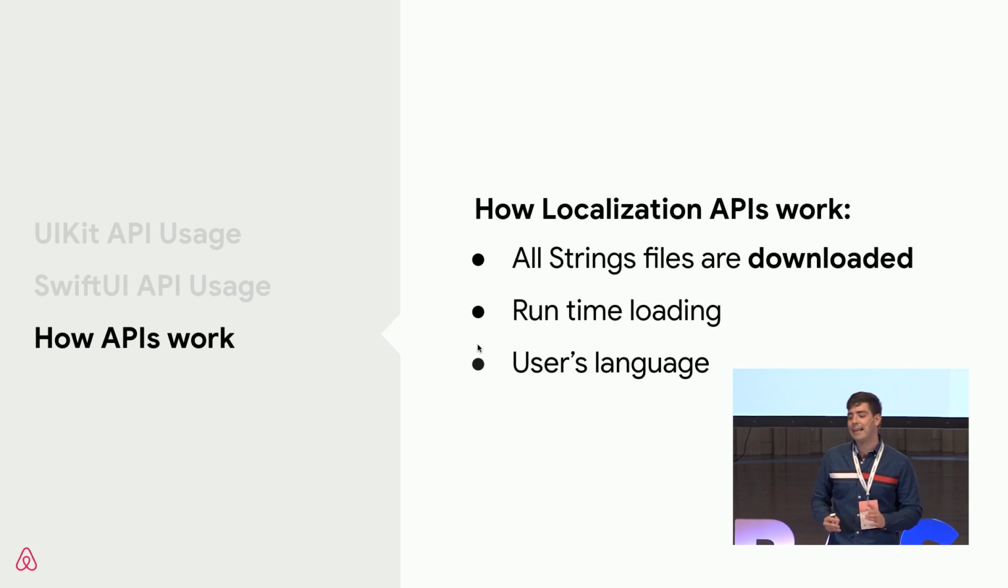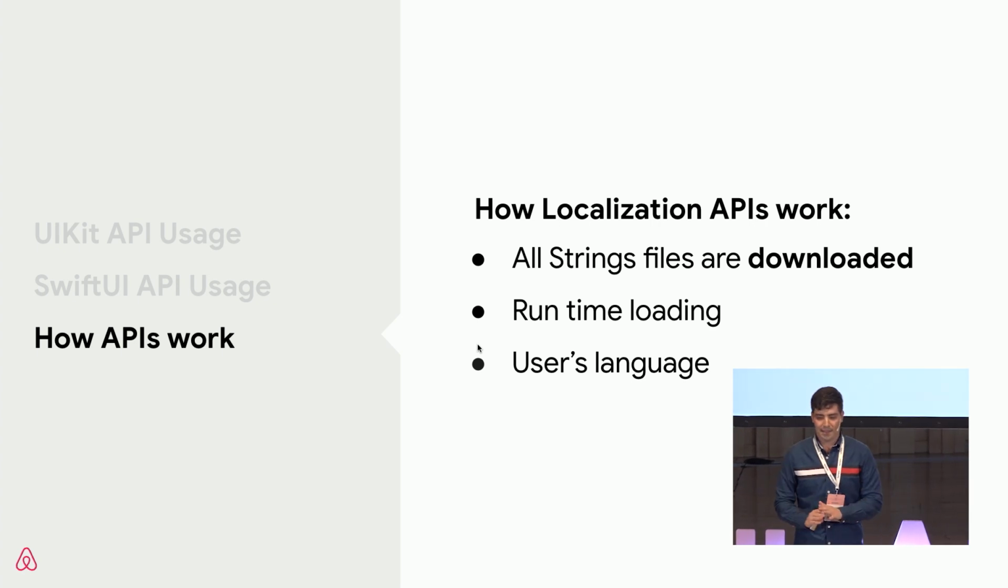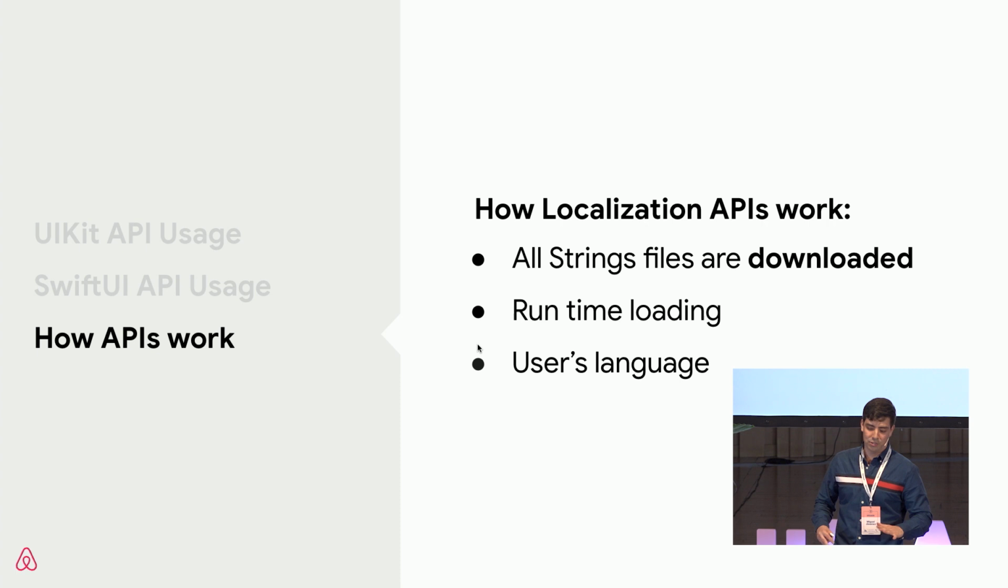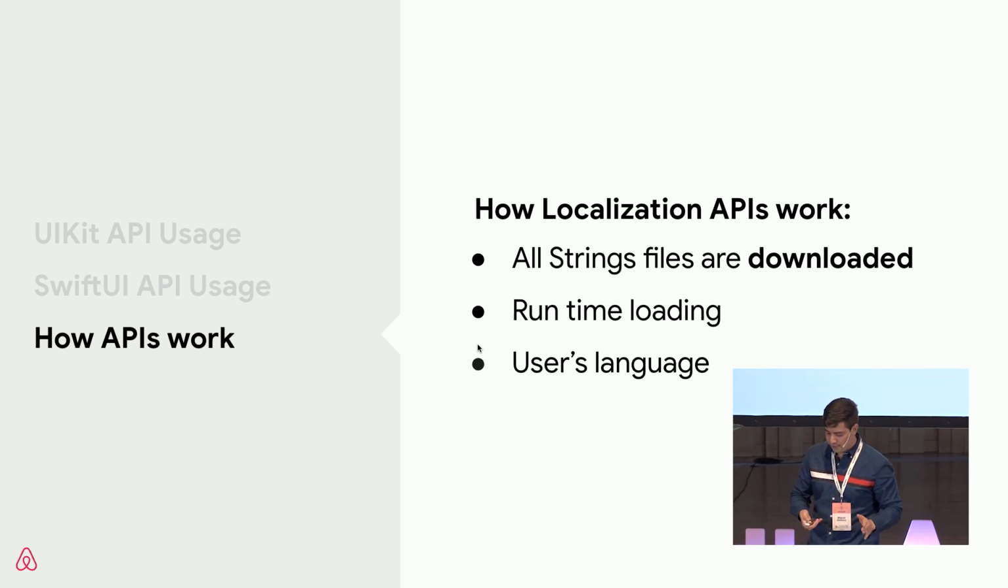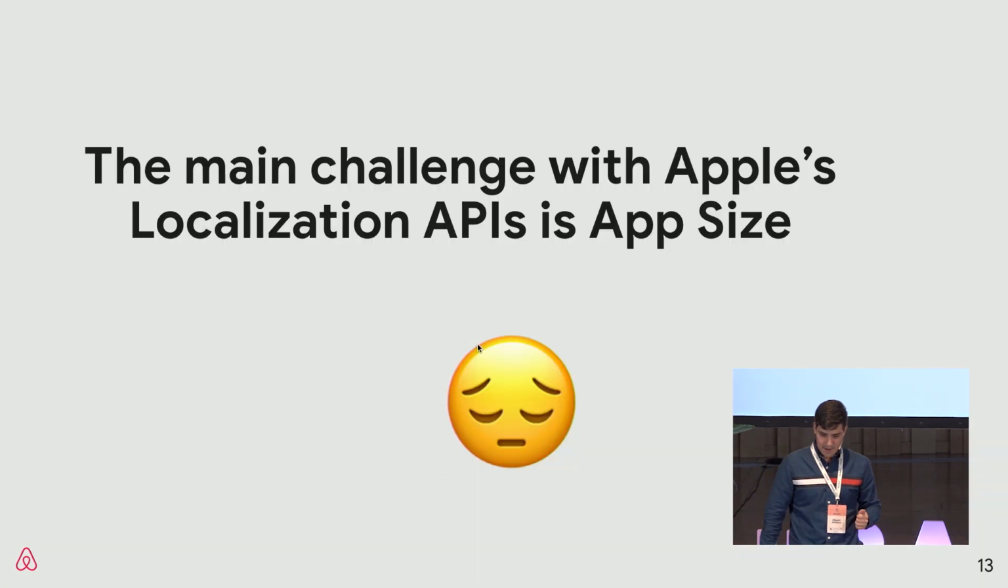So all the strings files are downloaded when the users download your app. Every single one of them. So if you support 10 languages, all those files are going to be downloaded. Then those files are opened at runtime. Whenever the user opens the app, the OS is going to look at the preferred language of that user, and that's the specific localization file that is going to open. So let's keep that in mind.